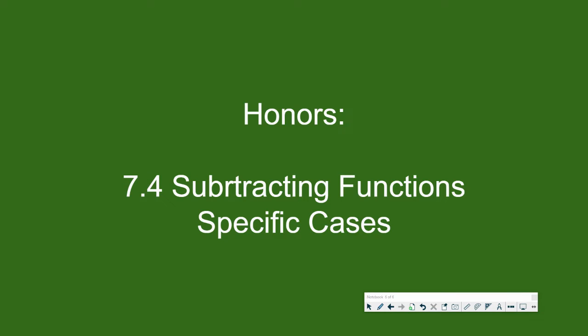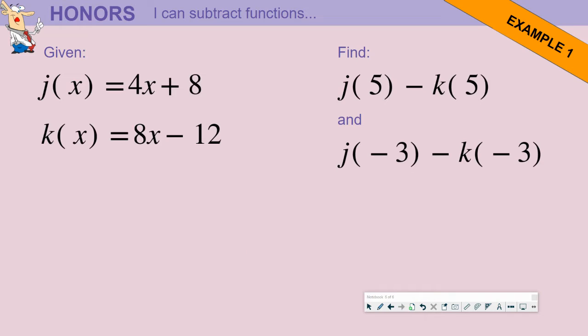Welcome to my video on 7.4, subtracting functions in specific cases where we know the value to evaluate at. So the first couple of examples will be where we have the functions j of x equals 4x plus 8 and k of x equals 8x plus 12, or minus 12, same examples we had on a previous lesson. This time we're going to evaluate at two locations. This time it's going to be j of 5 and k of 5. So let's look at the first example.